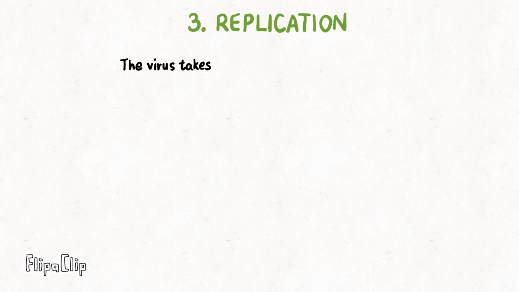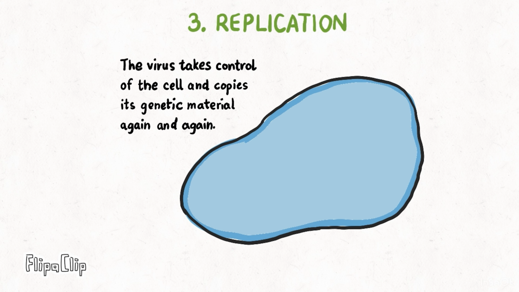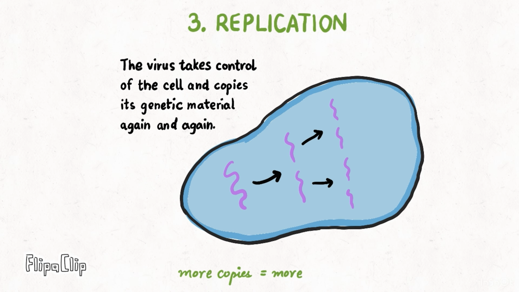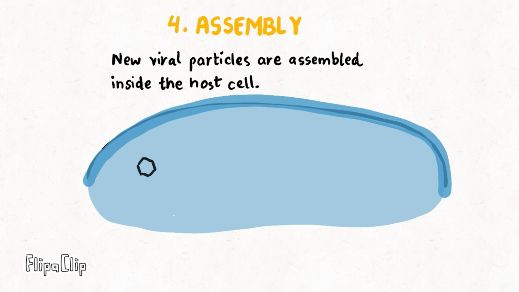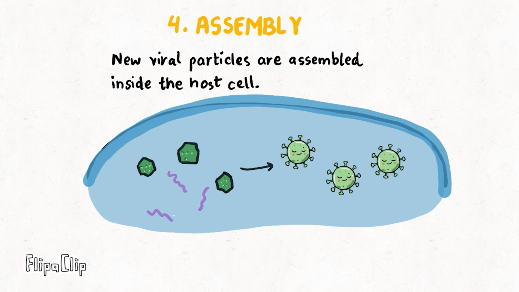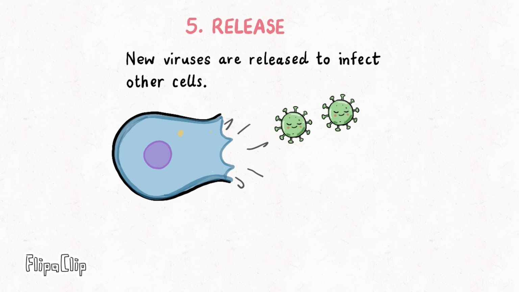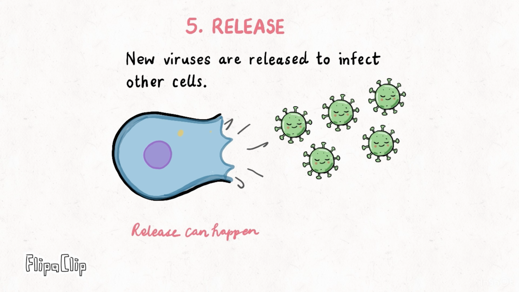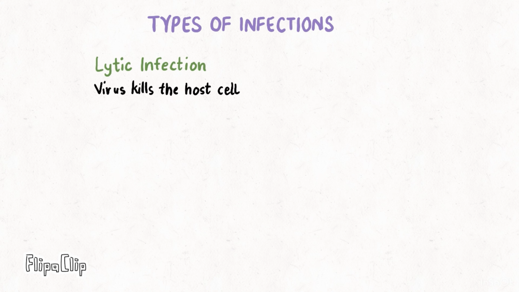During replication, the virus hijacks the cell's machinery and forces it to produce viral proteins and genetic material again and again. One virus can create hundreds of copies. After that comes assembly. All the newly made viral parts come together to form complete virus particles, like a factory running at full speed, and finally release. The whole cell bursts open or releases the new viruses slowly, allowing them to spread and infect more cells. That's why infections can spread so quickly.